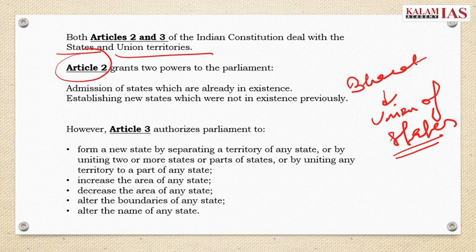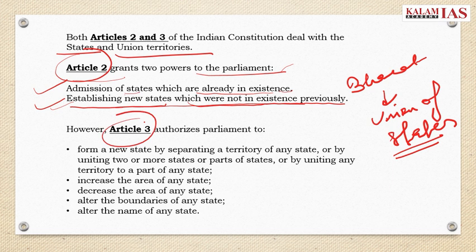In Article 2, the Parliament has the power to admit states which are already in existence before by separating its boundary from some other state or by making any modifications in the states which are already present. And the second power is to establish new states which are not in existence previously, which are not a part of India, to establish those states into the Indian territory. So these two powers have been given to Parliament under Article 2.